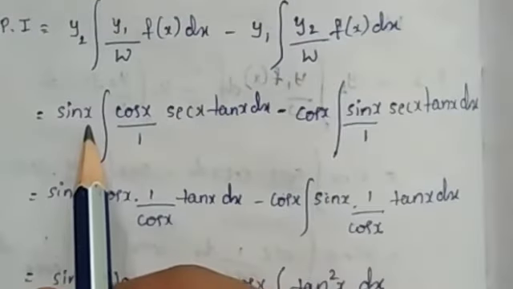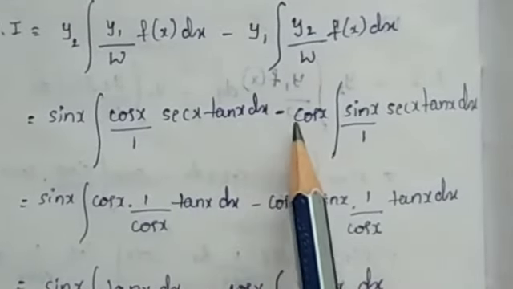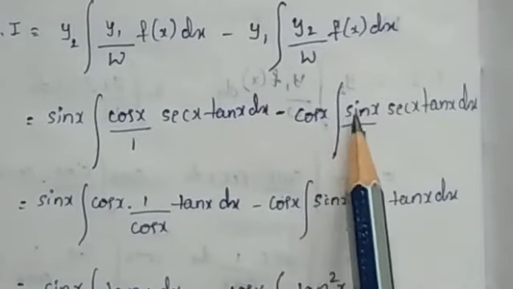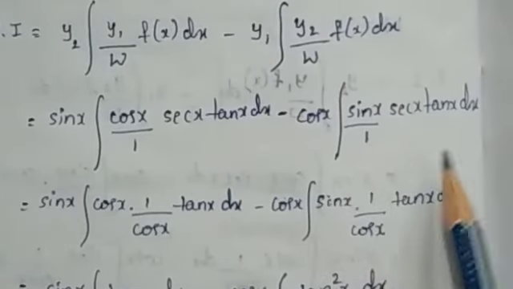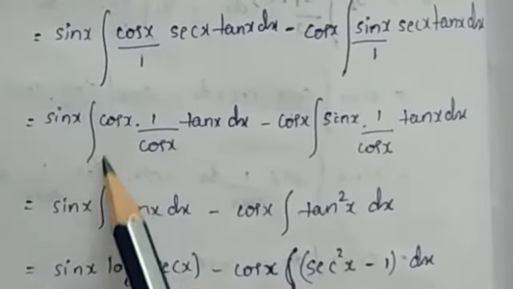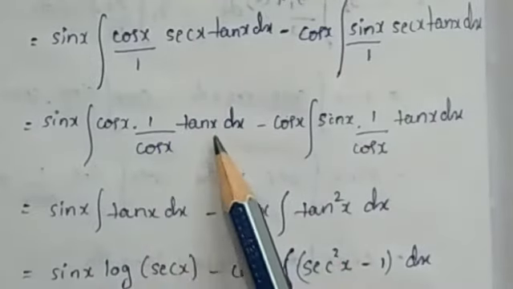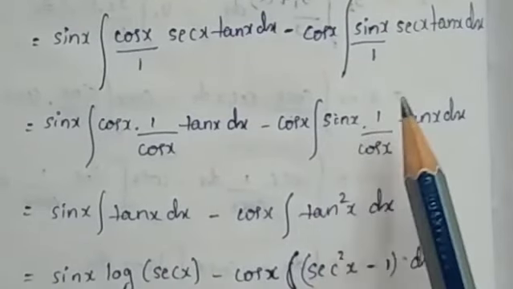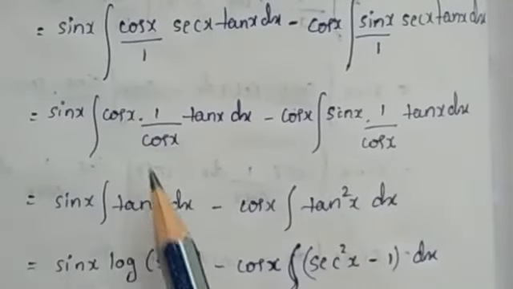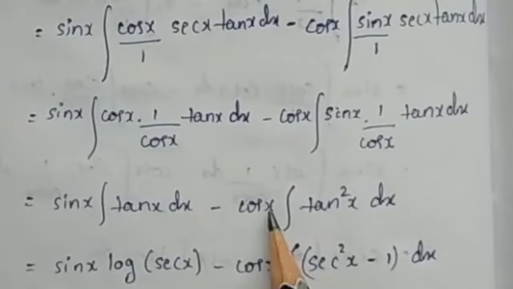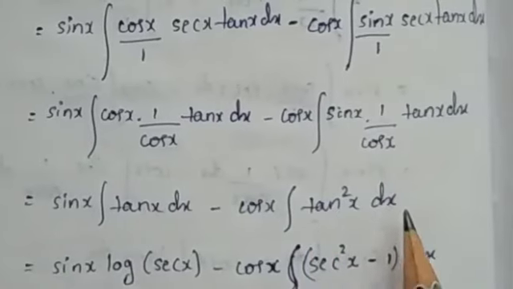So y2 is sin x, integration of y1 is cos x by 1 into f of x is secant x tan x dx, minus y1 is cos x, integration of y2 is sin x by 1 into f of x is secant x tan x dx. So which is equal to sin x integration of cos x, secant x can be written as 1 by cos x, into tan x dx, minus cos x sin x into secant x is 1 by cos x tan x dx. Then you get cos x gets cancelled. You get tan x dx minus cos x into sin x by cos x is tan x, into tan x is tan square x dx.